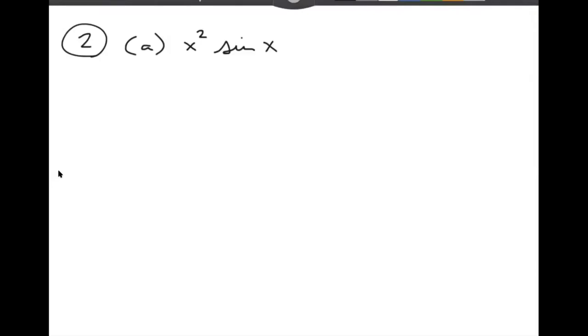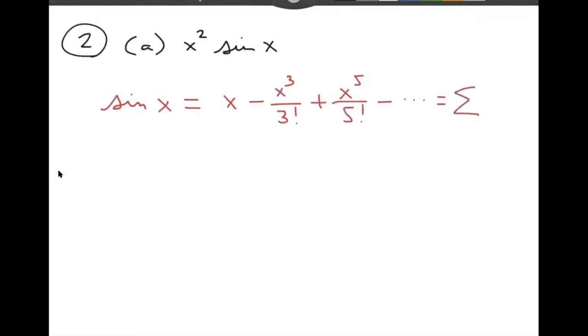All right, in the next batch of problems, we're going to use power series operations to find a Maclaurin series for each of these functions. So again, from table 10.1, I have a Maclaurin series for sine x. Sine x is equal to x minus x cubed over 3 factorial plus x to the fifth over 5 factorial, et cetera, et cetera, which is the sum n going from 0 to infinity. Hope I can squeeze this in here. Negative 1 to the n times x to the 2n plus 1 over 2n plus 1 factorial.